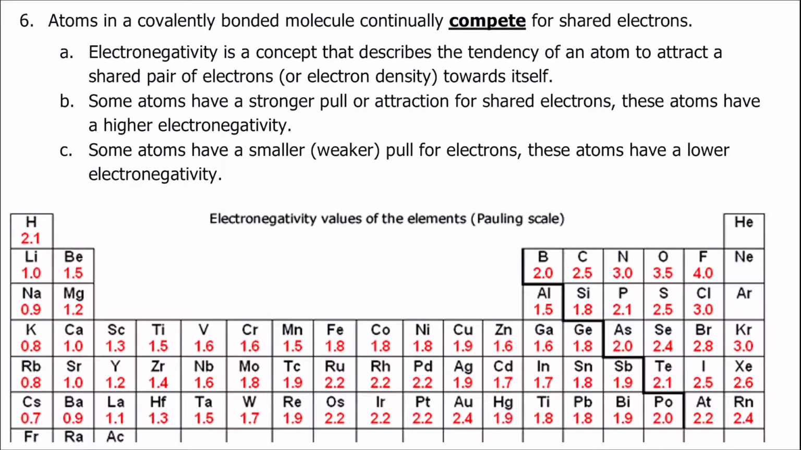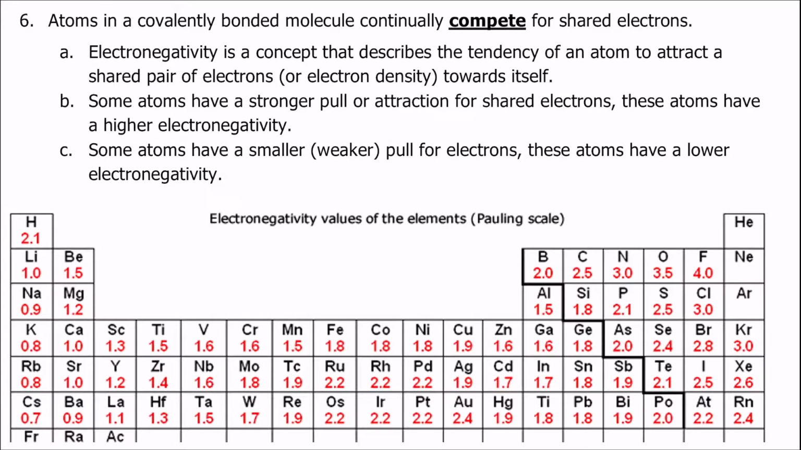Atoms in a covalently bonded molecule continually compete for shared electrons. Electronegativity is a concept that describes the tendency of an atom to attract a shared pair of electrons towards itself. Some atoms have a stronger pull or attraction for shared electrons. These atoms have a higher electronegativity. Some atoms, on the other hand, have a smaller or weaker pull for electrons. These atoms have a lower electronegativity.